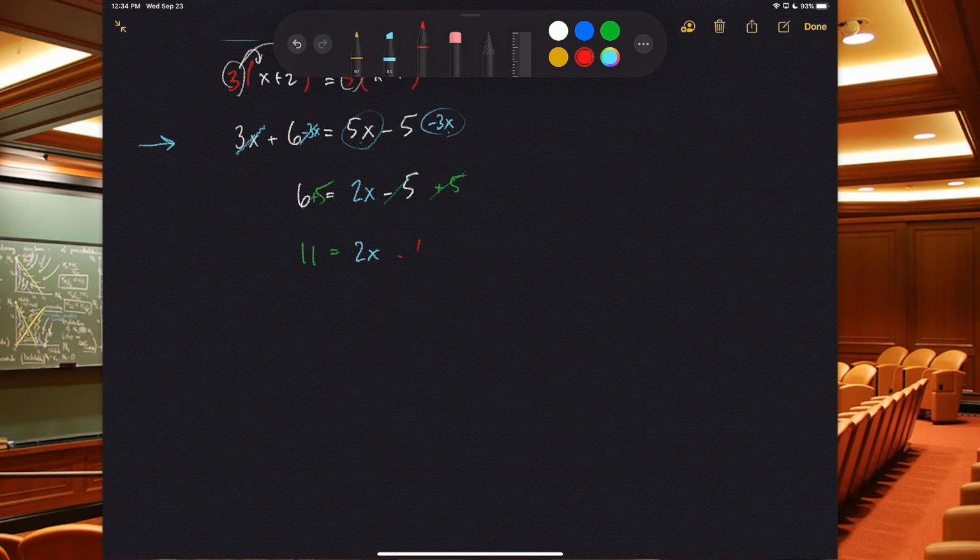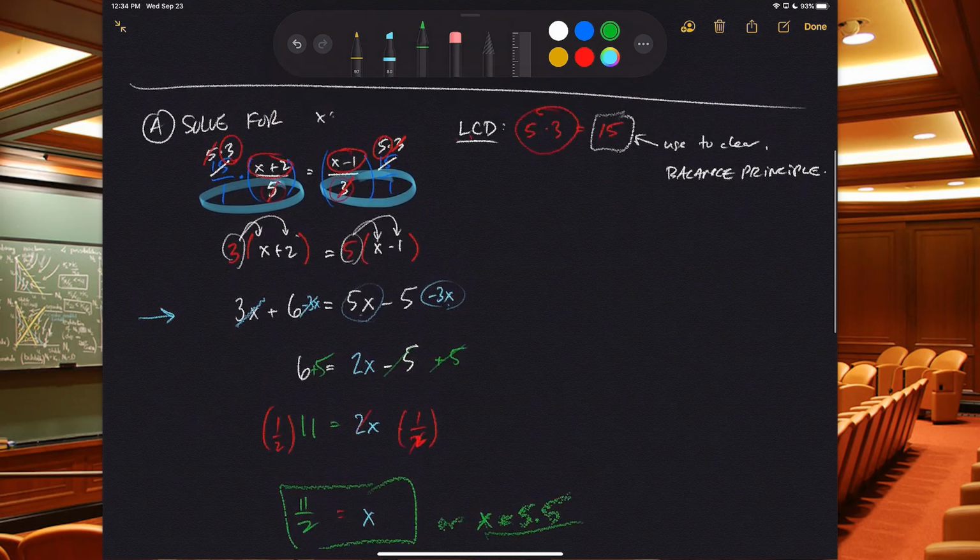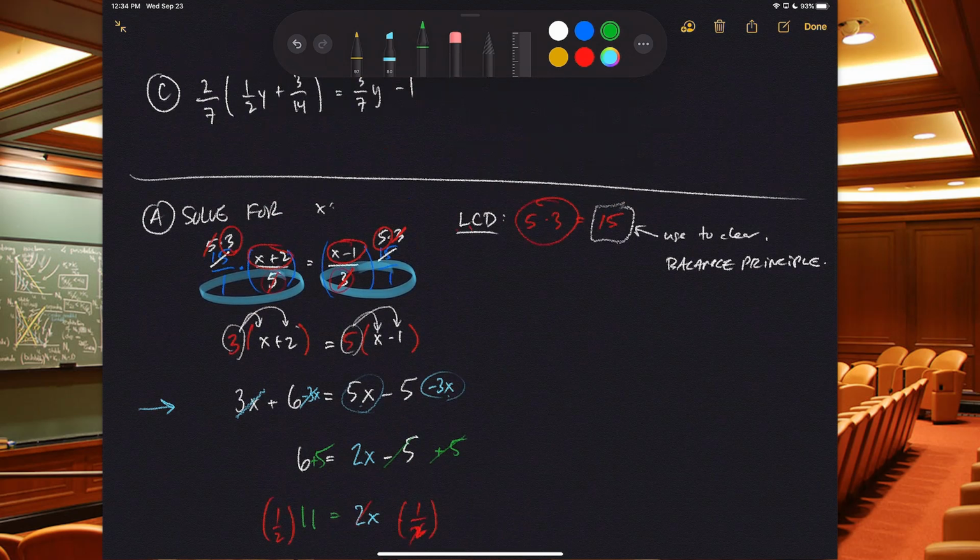And then we'll multiply both sides by 1/2 to drive that coefficient to 1, and we'll be left with x equals 11 over 2, or 5 1/2. Okay, so we started with the LCD, multiplied both sides by that number in order to get the denominators to cancel like they did here. So let's do another one.